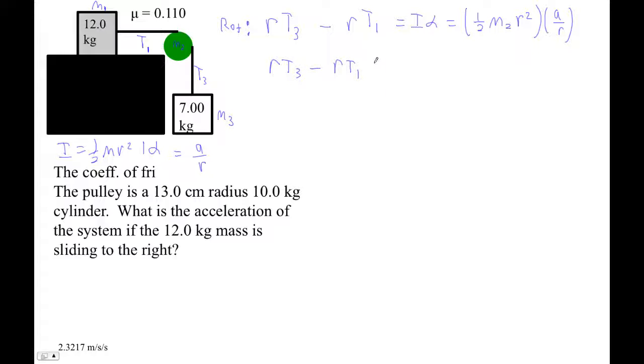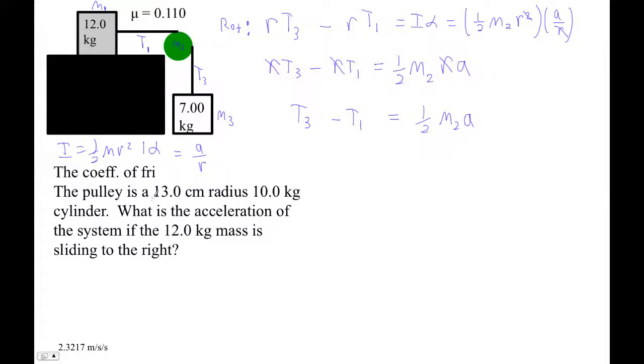R T3 minus R T1 equals, and then notice that we've got 1/2 M2, and M2 is the pulley, right? And we've got R squared over that. So that cancels one of the R's, right? Okay. So we have M2 R A. And then if we cancel again, right, we can cancel another R out. And so we end up with sort of the basic equation here. T3 minus T1 is 1/2 M2 A.